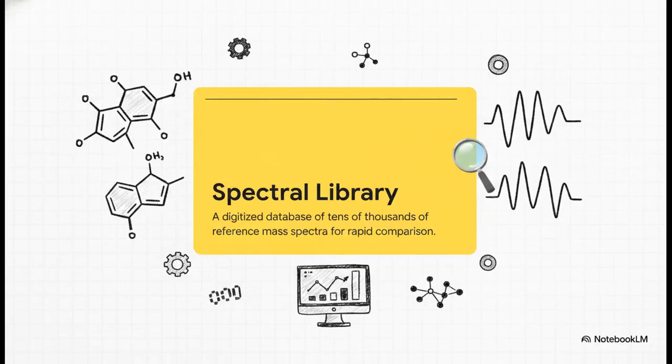Section 2. The digital library. But here's the thing. Having a perfect fingerprint is completely useless without a database of known suspects to compare it to. A fingerprint without a suspect list doesn't actually solve the case. And that's exactly where the spectral library comes in. This is a digitized database containing tens of thousands of reference mass spectra. Because of modern PCs, we don't have to manually flip through massive reference books anymore. We can just bounce the digitized spectrum of our unknown sample against tens of thousands of these known datasets in mere seconds. It's essentially a lightning-fast automated lineup for chemicals.